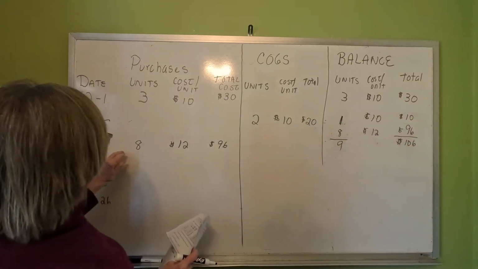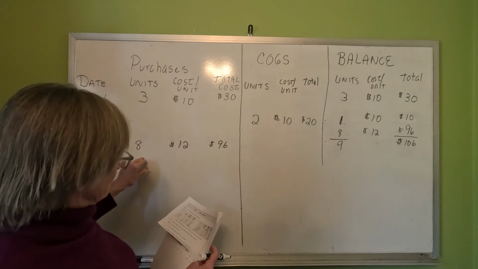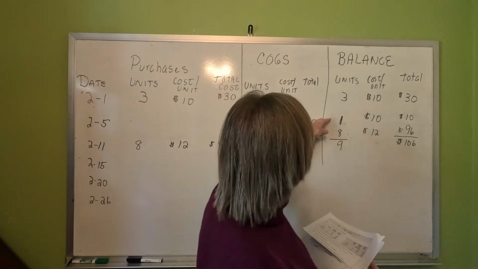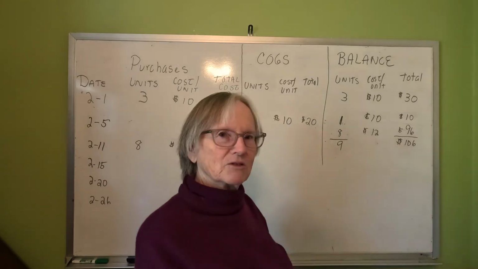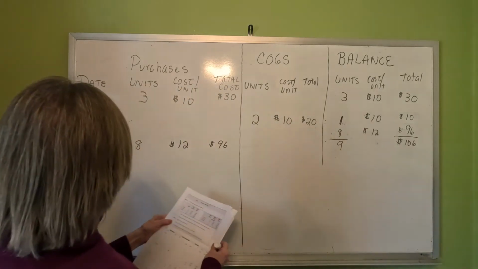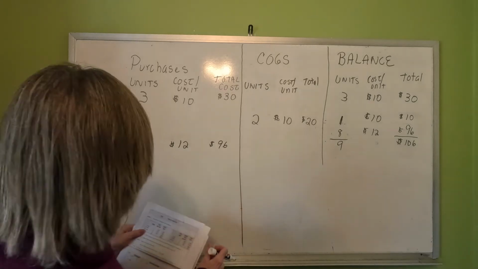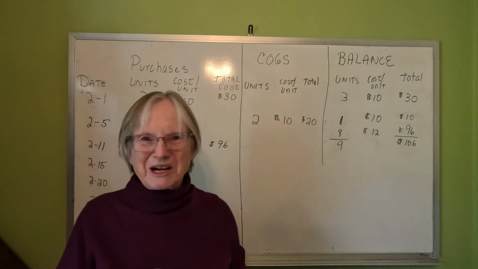Then on the 11th, we buy the 8 units, looking at the purchases side at 12. And so now this is our current inventory balance, and we have 2 layers. And this is where things get different, or you could say this is where things get ugly. So on the 15th, now we're selling those 6 units. And the question is, which units are we selling?